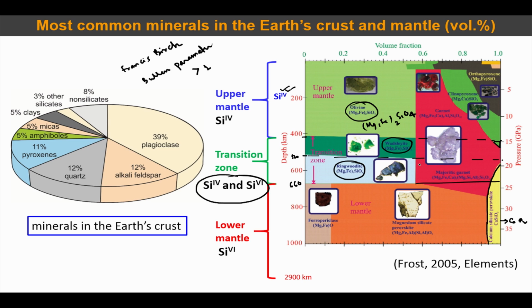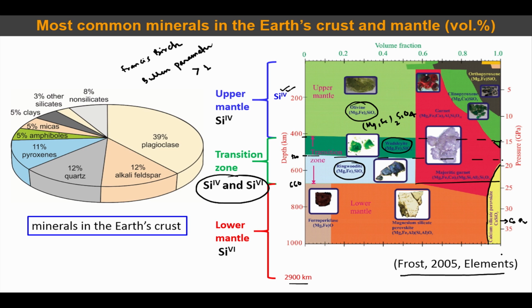When you cross the transition zone and go to the lower mantle, the lower mantle basically starts from 660 to 2900 kilometers. In this diagram it is shown up to 1000 kilometers. This is from a very good paper published in Elements magazine in 2005 by Dan Frost, and I borrowed this diagram from that paper.